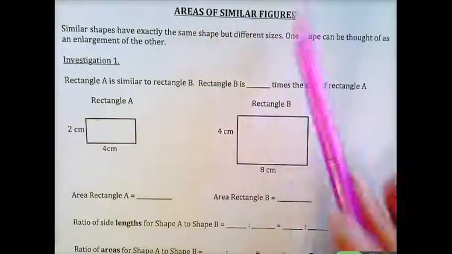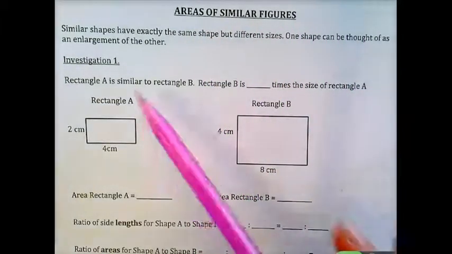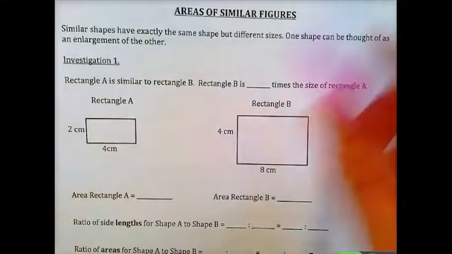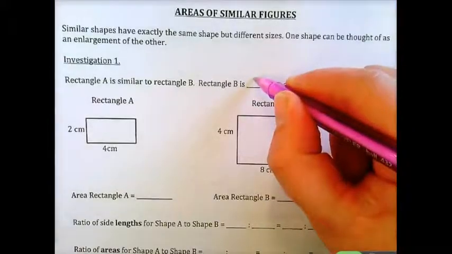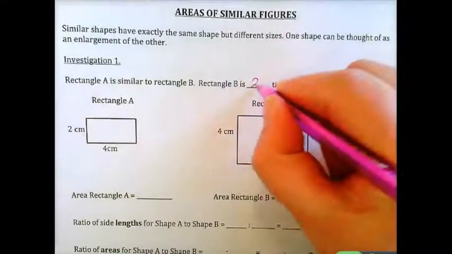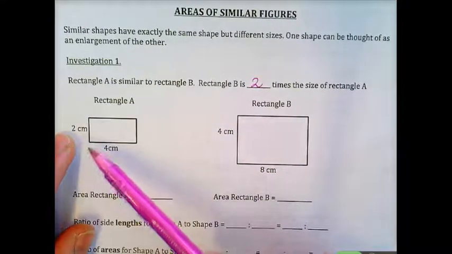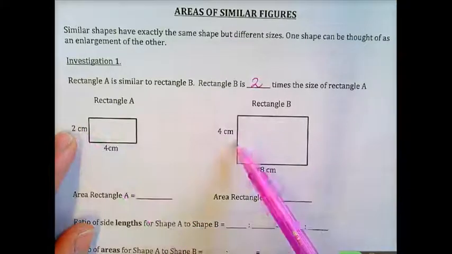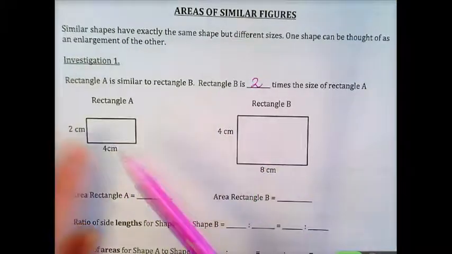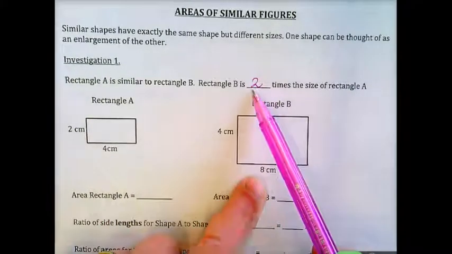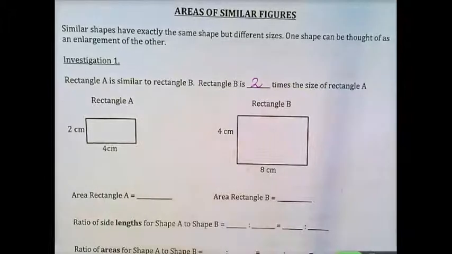Here, girls, we're looking at area of similar figures, not perimeter. Rectangle A, we can see, is similar to rectangle B. You can see that rectangle B is how many times the size? No, it's 2 times the size. Girls, looking at rectangle B, A and B, the width is 2 and the width here is 4, so it's been doubled. The length here is 4 and the length here is 8, so rectangle B is 2 times the size of rectangle A.